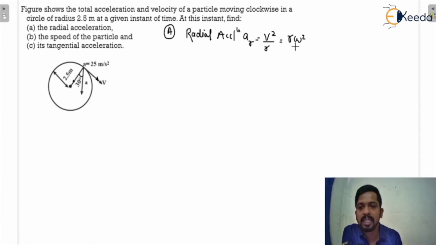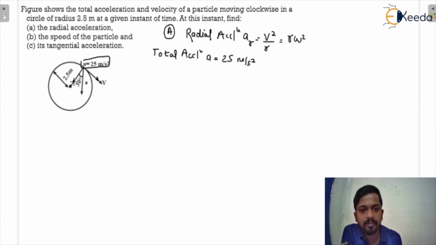Now here you can see that linear velocity is not given, but the radius is given. There is no data for linear velocity and no data for angular velocity. So we need to see the diagram to understand how we can calculate the radial acceleration. See, this is the total acceleration that is given. So I am going to write here that the total acceleration A is equal to 25 meter per second square. This is given in the question.